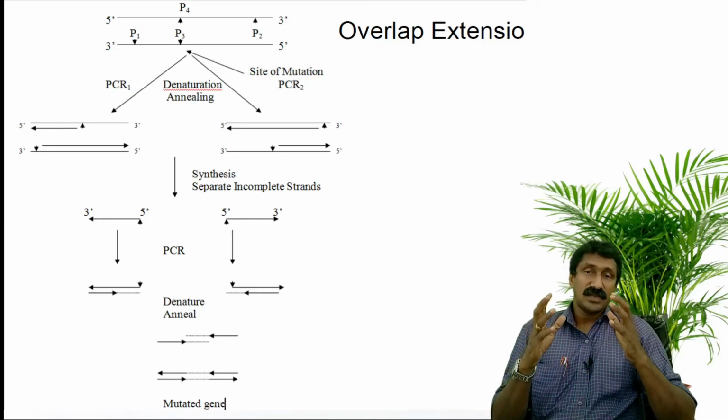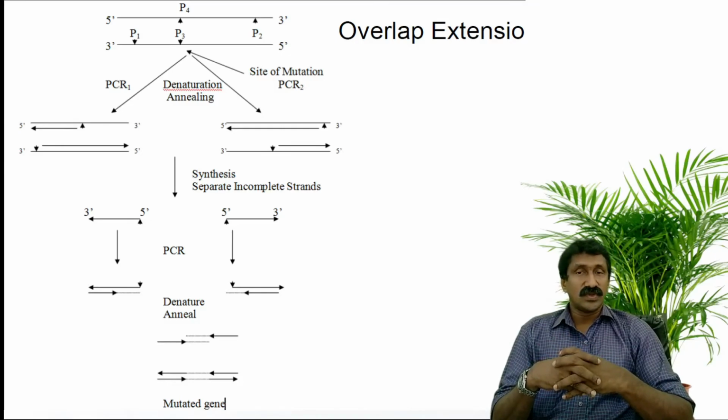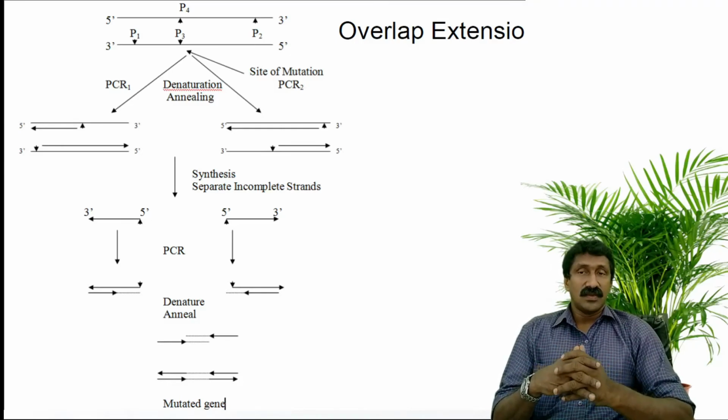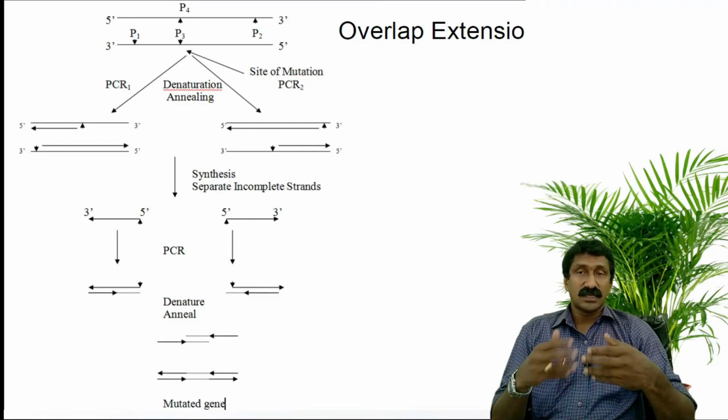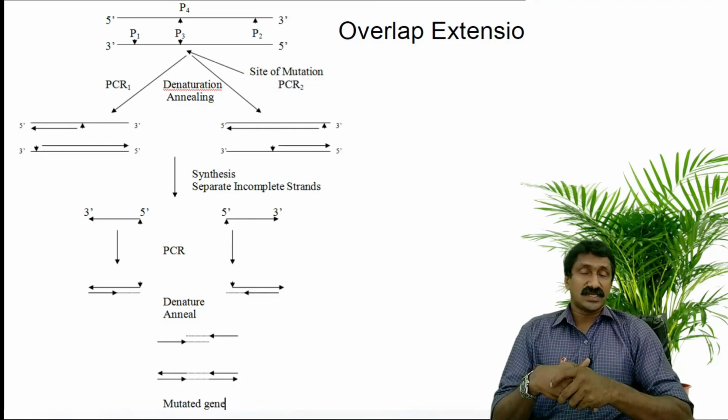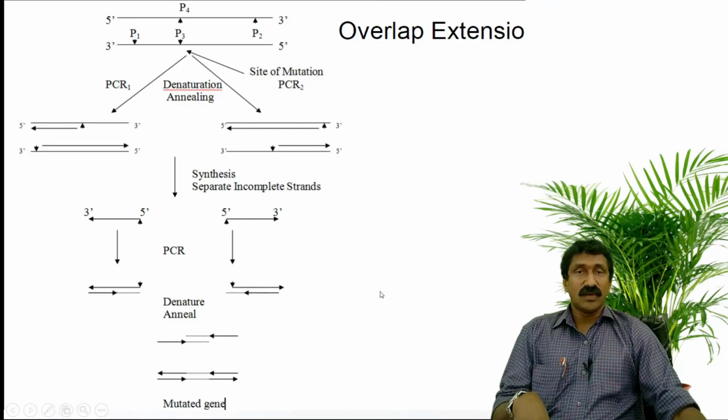So such type of site-directed mutagenesis is possible using overlap extension PCR with such modifications in the primers introduced in the second set of the primers. So this is about overlap extension PCR.